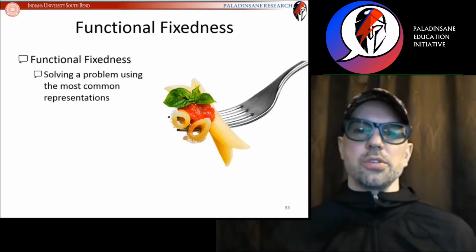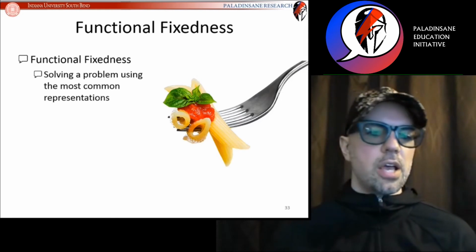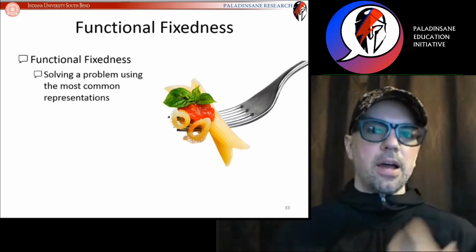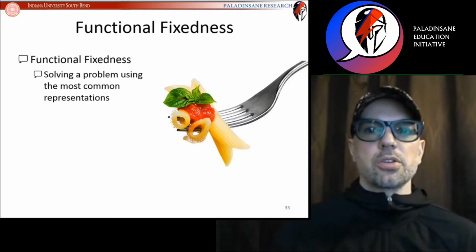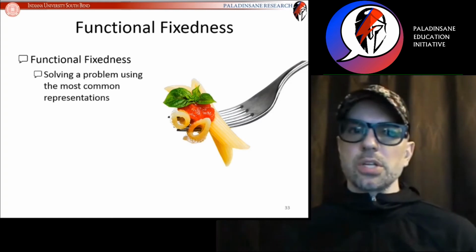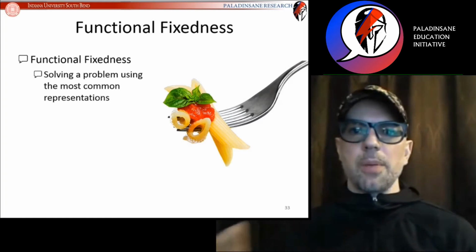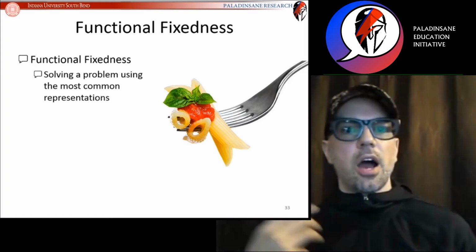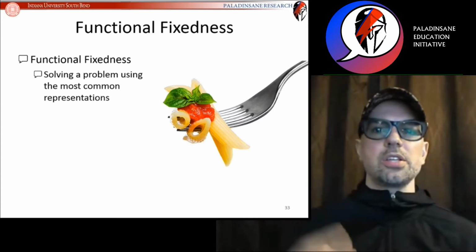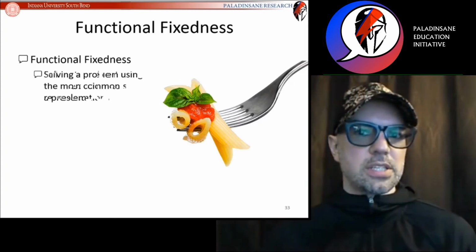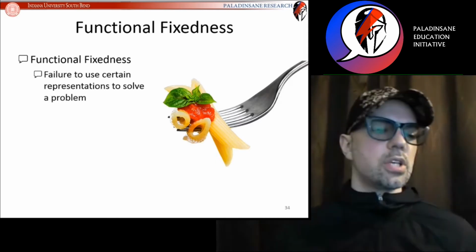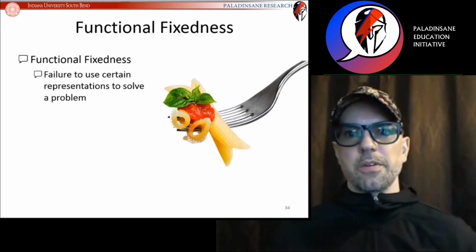So oftentimes when you are having difficulty with a problem, it's because you're using the most common representations, the most common ways to think about that problem, and the most common concepts in order to try to solve it. And that's what's making it difficult, because those common typical concepts are not helping. They're not the way to solve this problem. So you need to break that functional fixedness in order to solve this particular problem.